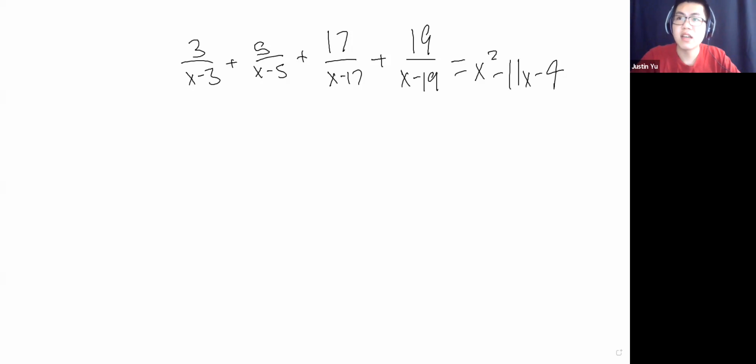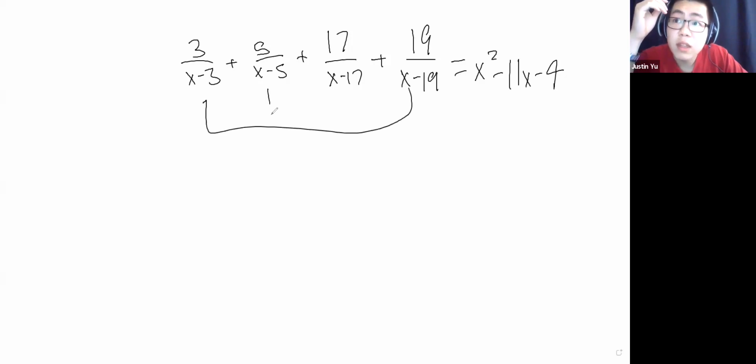Group the first and the last, second and the third. That's a great place to start. So let's go ahead and do that. This was how I started too when I first looked at this problem. So we're going to group these and we're going to group this. So what do we get?